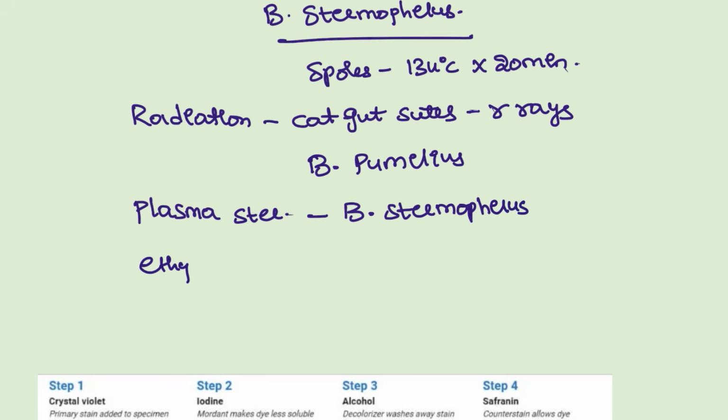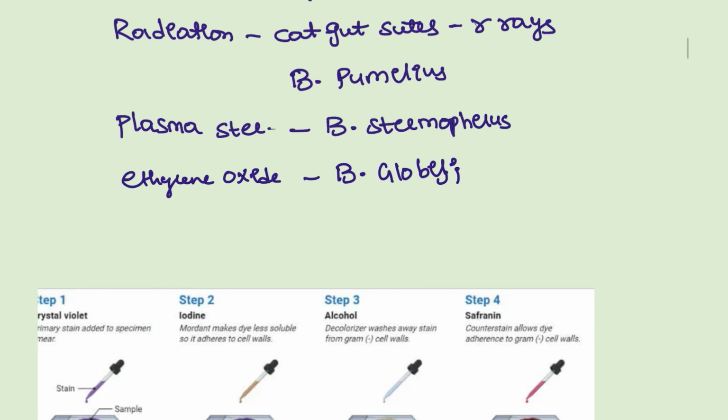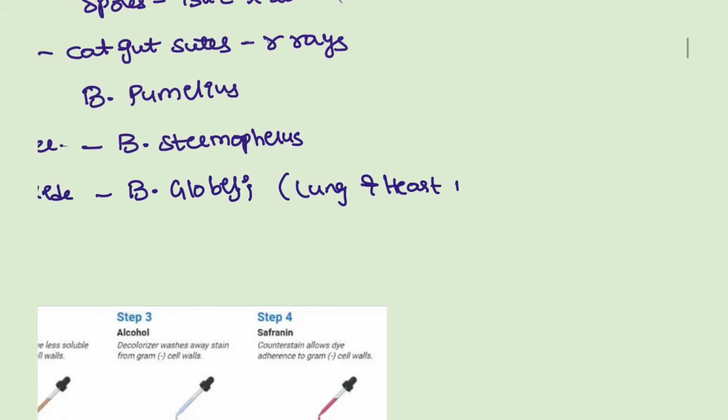And ethylene oxide is used for different scopes, and mostly we use it for the sterilization of lung and heart machines.